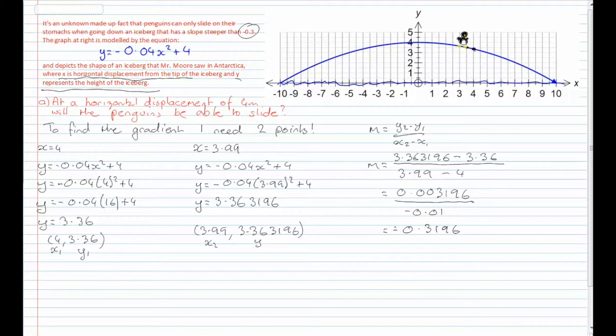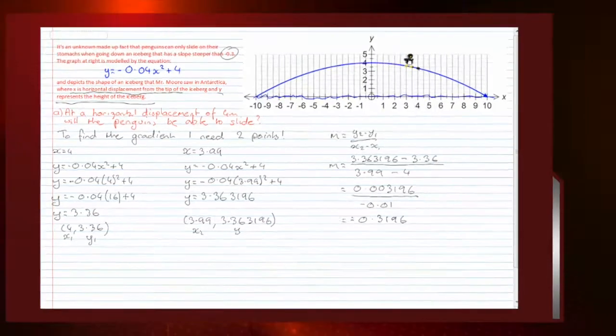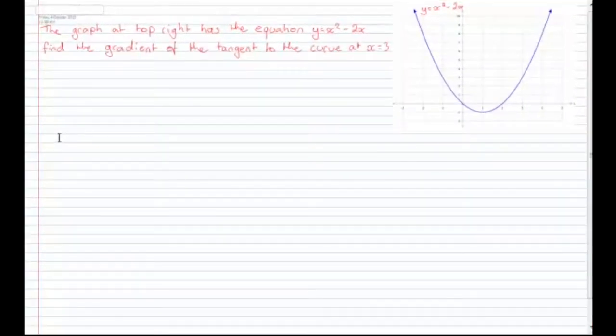By finding the point at x equals 3.99 and x equals 4, we used 2 points that were extremely close together and we got an even more accurate reading of the gradient. So, what we found was the closer we got the 2 points together, the more accurate our gradient was for a given point. Alright, so the question that's being asked at the moment is the graph at top right has the equation y equals x squared minus 2x, hence find the gradient of the tangent to the curve at x equals 3. So what we're looking for is how steep this point here is at x equals 3, that is how steep the tangent is right there.